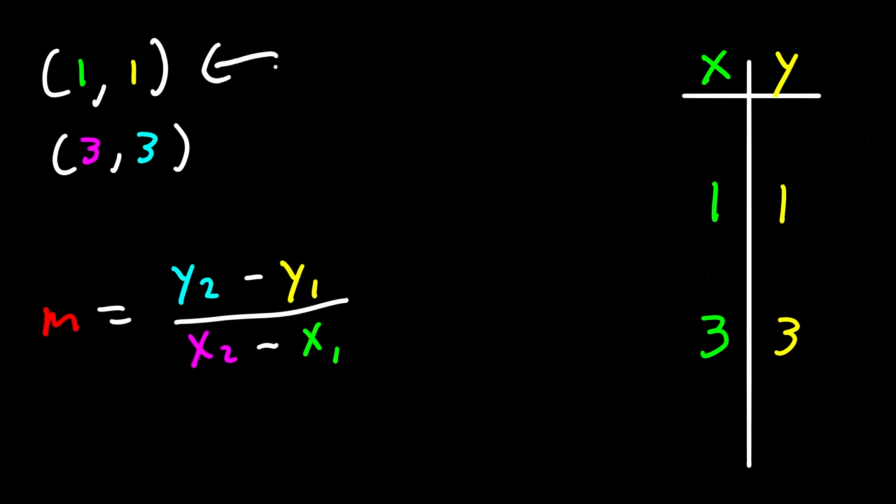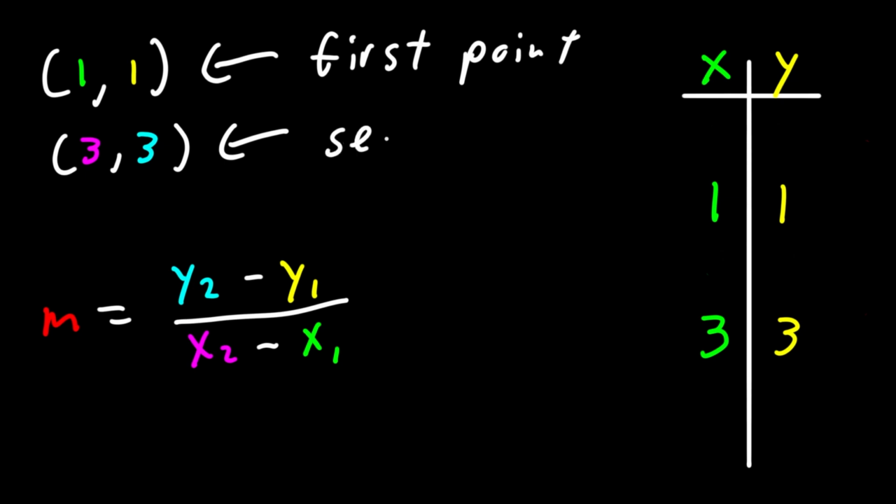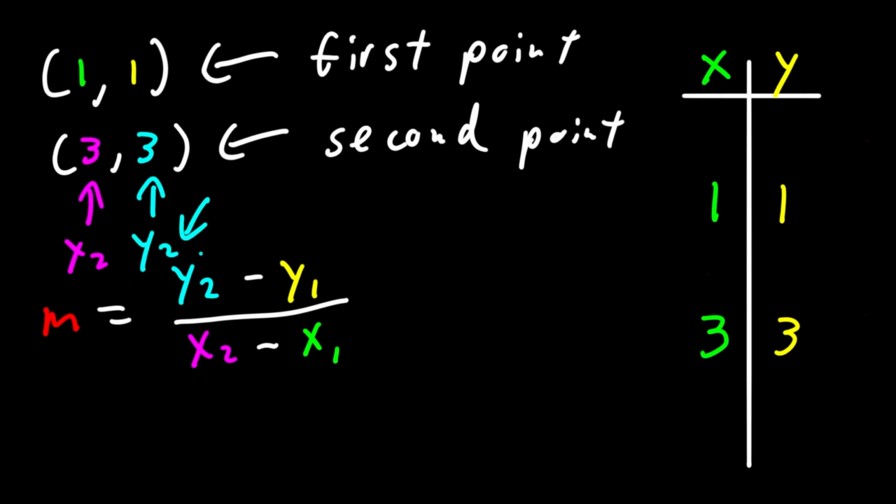So for example, if (1, 1) is the first point, and (3, 3) is the second point, 3 is going to be x of 2. The 2 means that it's the second point. And the 3 here is going to be y of 2 because the 2 represents the second point. For this, 1 is going to be x of 1 because the 1 means that it's the first point, and then y is going to be y of 1 because it's the y value of the first point.